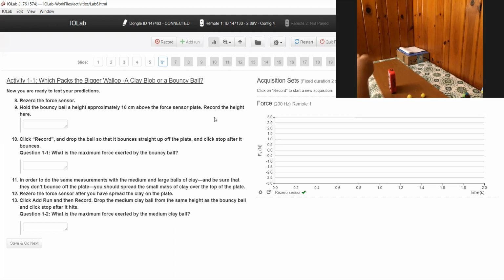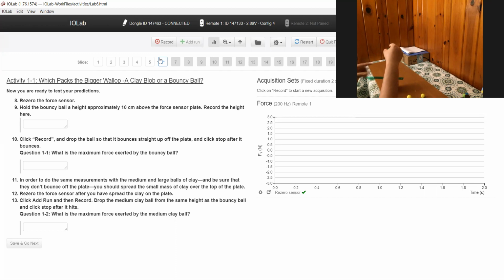You can use the scale, 10 centimeters on this side. So you can hold it around here, and then you can write your height here, say around 10 centimeters. Then click record and drop the ball so that it bounces straight off the table. So you can click on the plate.